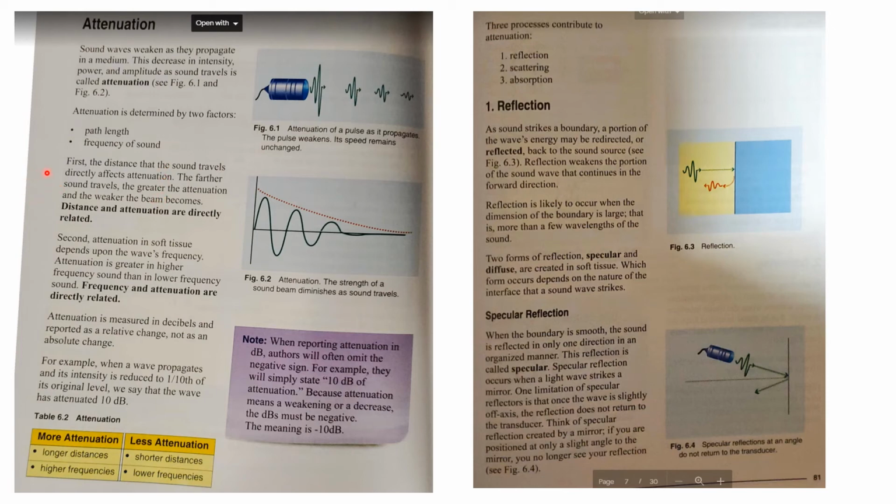First, the distance that the sound travels directly affects attenuation. The further the sound travels, the greater the attenuation and the weaker the beam. Distance and attenuation are directly related. We'll talk about equations perhaps later. Second, attenuation of soft tissue depends on the wave's frequency. Attenuation is greater in higher frequencies than in lower frequencies. So frequency and attenuation are also directly related.